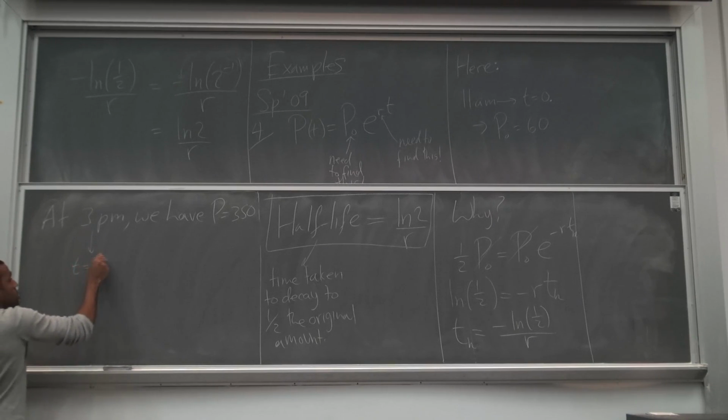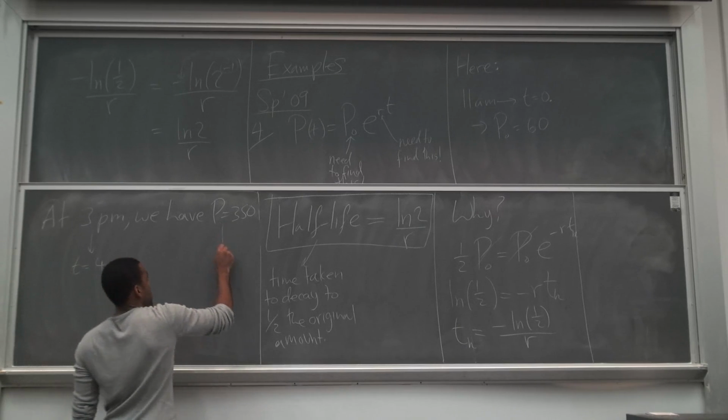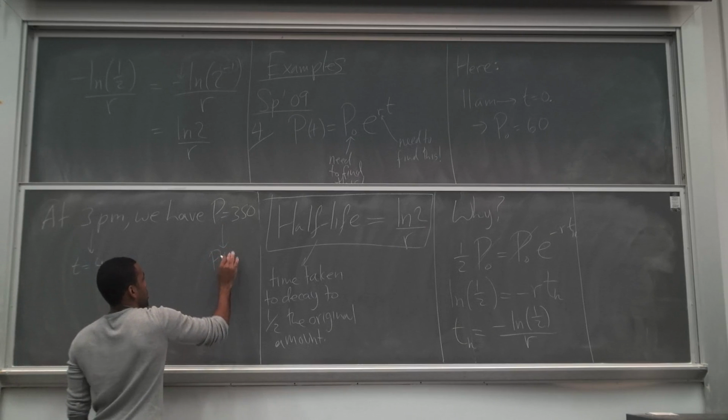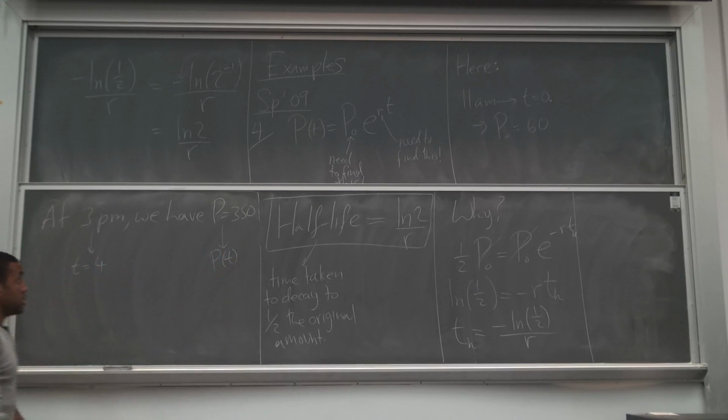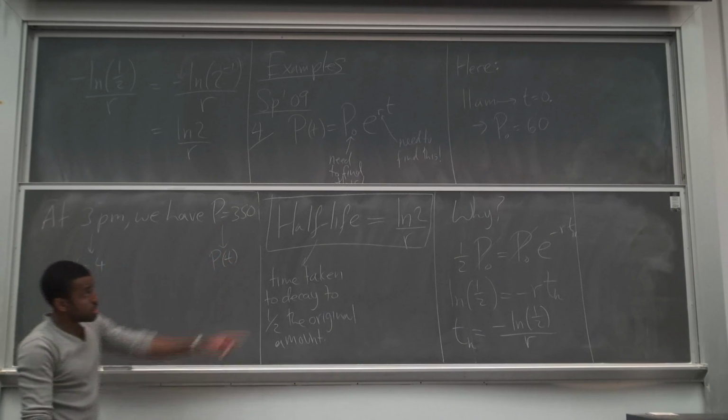T equals 4, right? They told me about 11 a.m. and 3 p.m., so they're measuring time in hours. So I'm going to measure time in hours. I'm going to consider that to be T equals 4. This is going to be my P value. This is P of 4. And I know that P naught is 60.